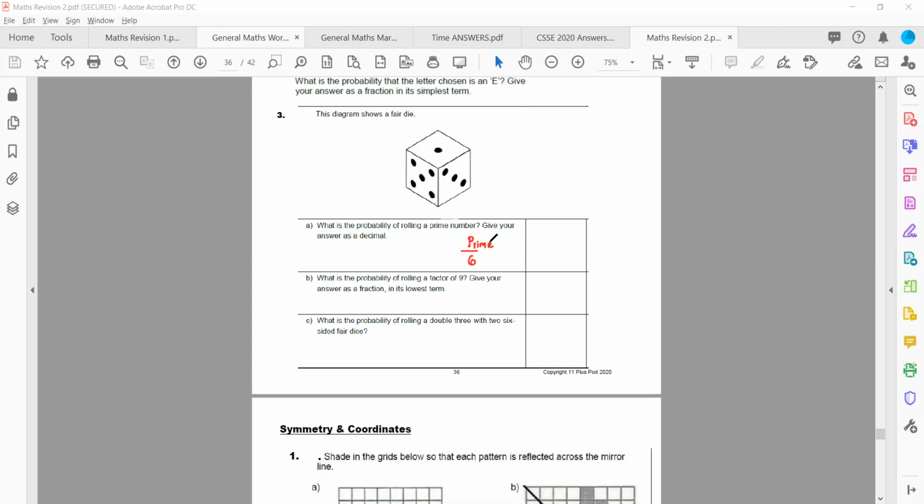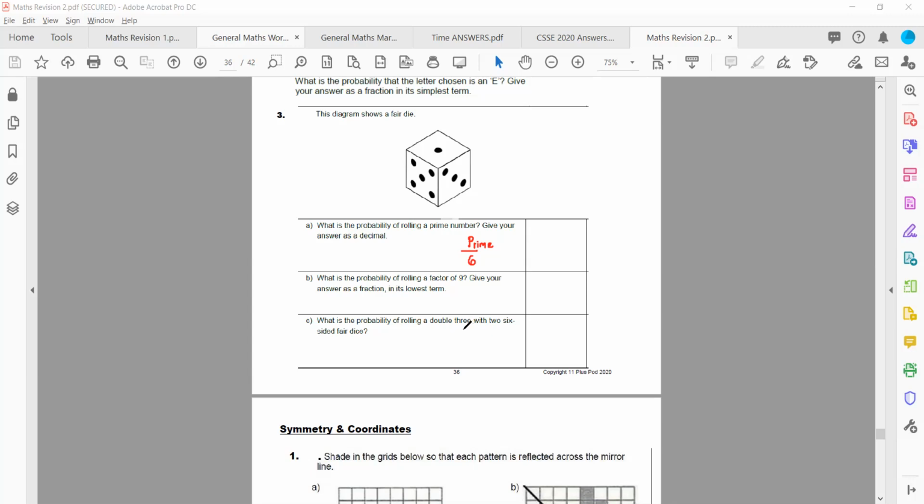Again, I'm not telling you the answer. You can go and have a look in your answer booklet. Now, the second question is very, very similar. We're going to have a look at C, though, together, and I will work through this one. What is the probability of rolling a double 3 with 2 6-sided fair dice? Now, when they say fair dice, they're just saying that there is an equal chance of any of the 6 numbers coming up. Okay, so that's all they mean by that there.